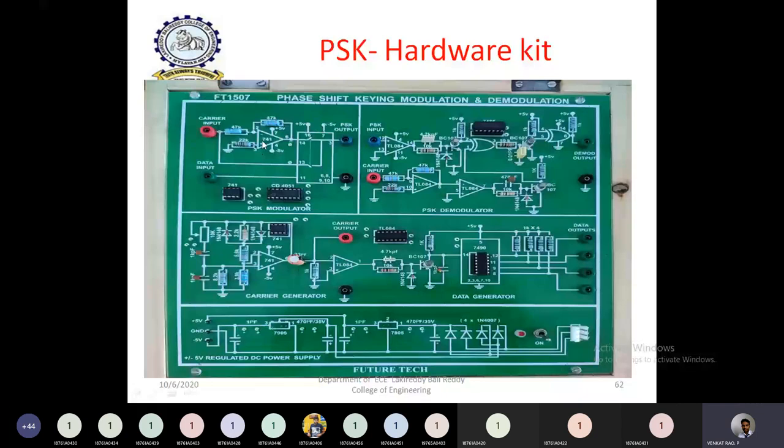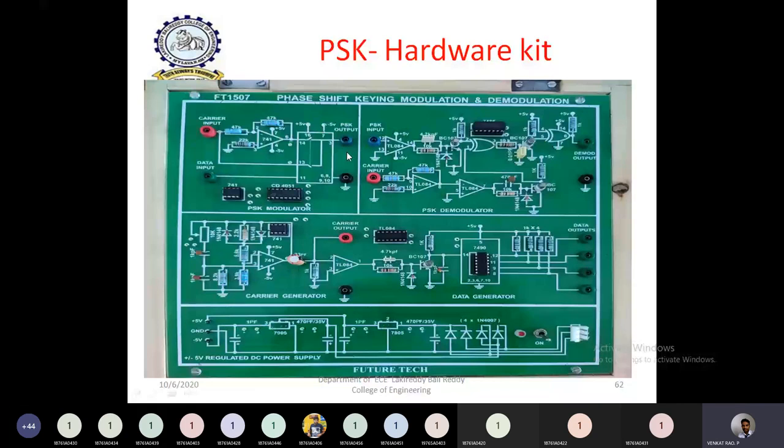So one input is given here, another input is given here. By using some IC, we can provide this switching operation or product modulation operation. Then finally the PSK output is generated here. So simply connect this carrier and input here, and directly observe the PSK output here.